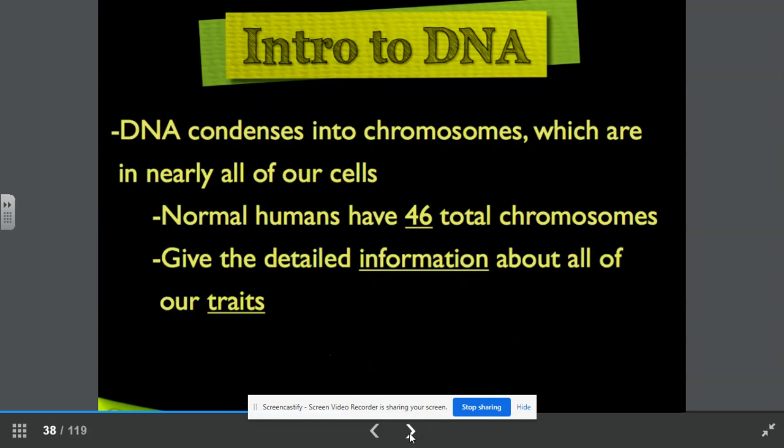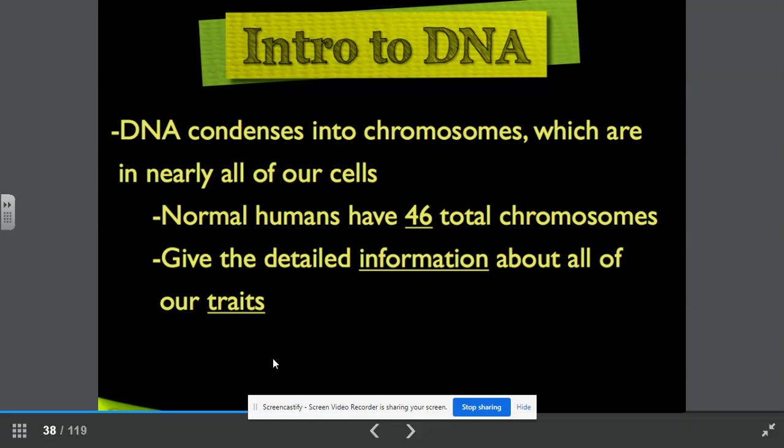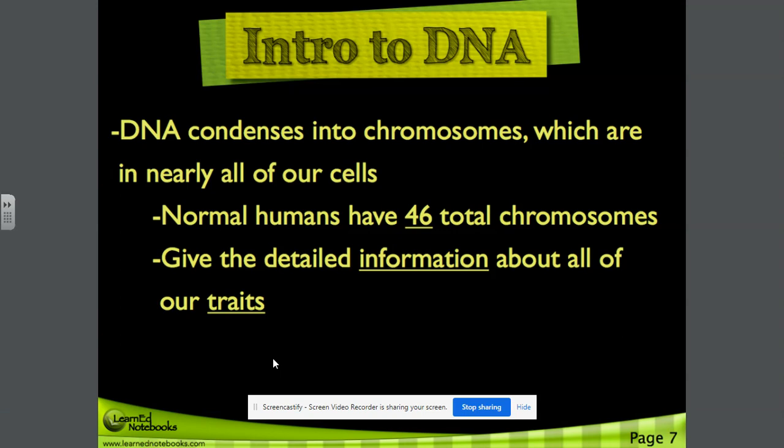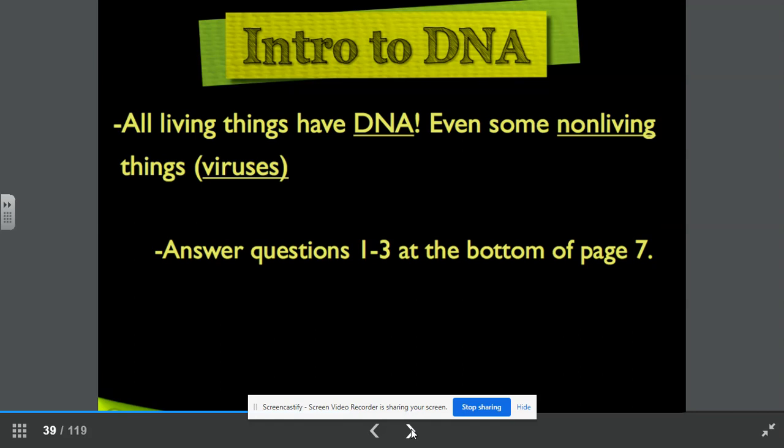DNA condenses into chromosomes, which are in nearly all of our cells. Normal humans have 46 total chromosomes. These give the detailed information about all of our traits. All living things have DNA, even some non-living things, especially a famous virus that has been in the news recently. Take a moment and answer questions 1 through 3 at the bottom of page 7 before turning the page.